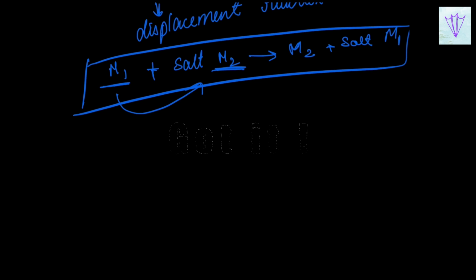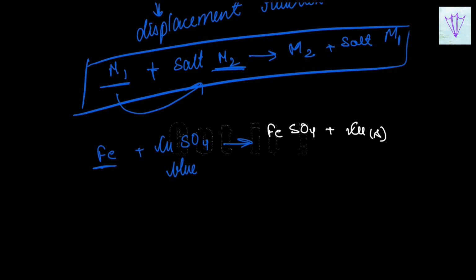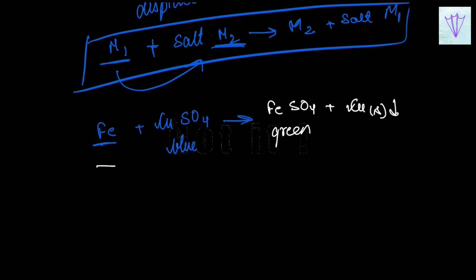One such example is Fe plus CuSO4, which is blue in color. Fe is a more reactive metal. After the reaction, we observe that FeSO4 and Cu as a precipitate are formed, and the solution is green in color. After adding iron to the blue copper sulfate solution, the blue color fades as green ferrous sulfate solution is formed and brown bits of copper form as a precipitate.